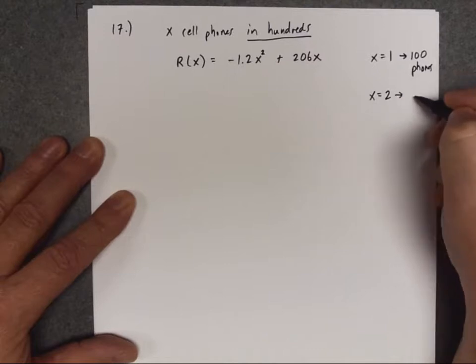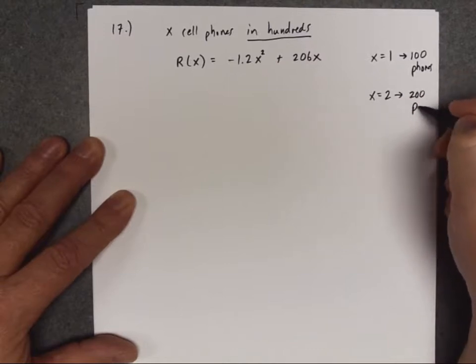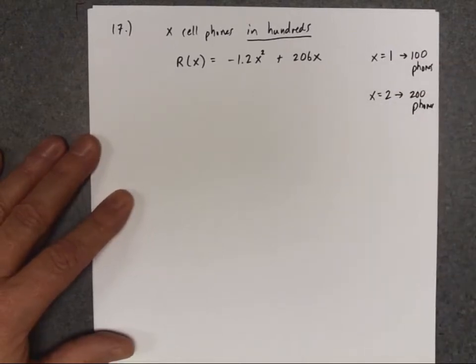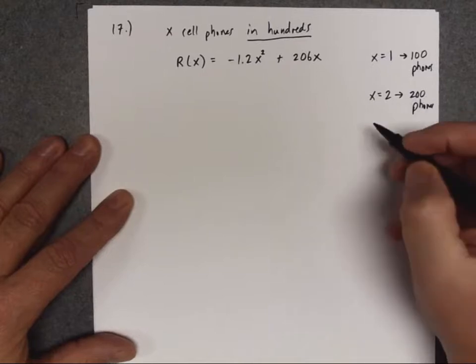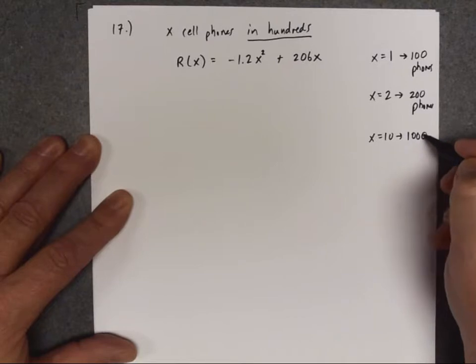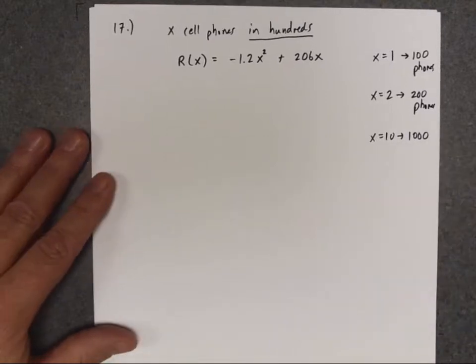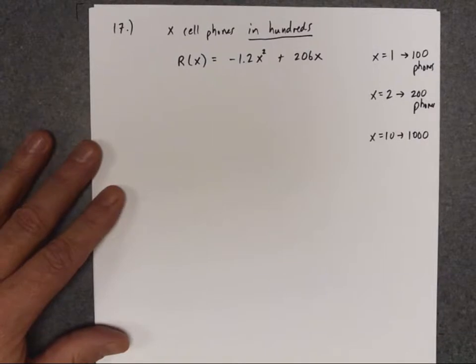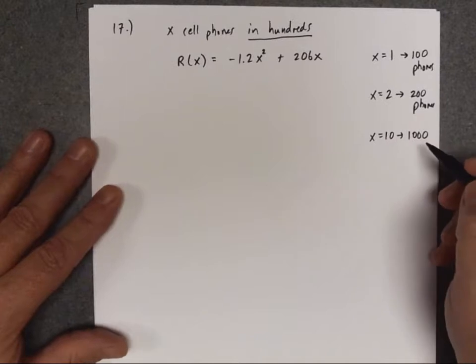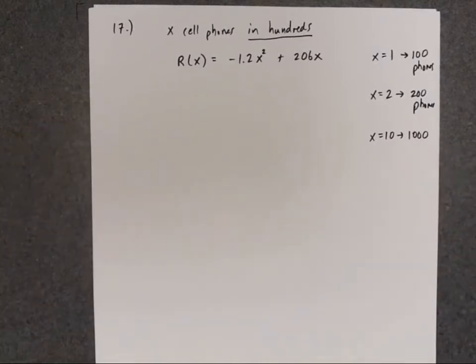If we put in X equals 2, that means 200 phones. It's almost like a shortcut. Instead of having to write 100 or 200, or if X is like 10, that really means 1,000 phones. Instead of writing 1,000 phones, they say, well, let's just call it 10, and we know that when X is 10, that really means we have 1,000 phones. So that's the first thing you have to realize in this problem to do it correctly.